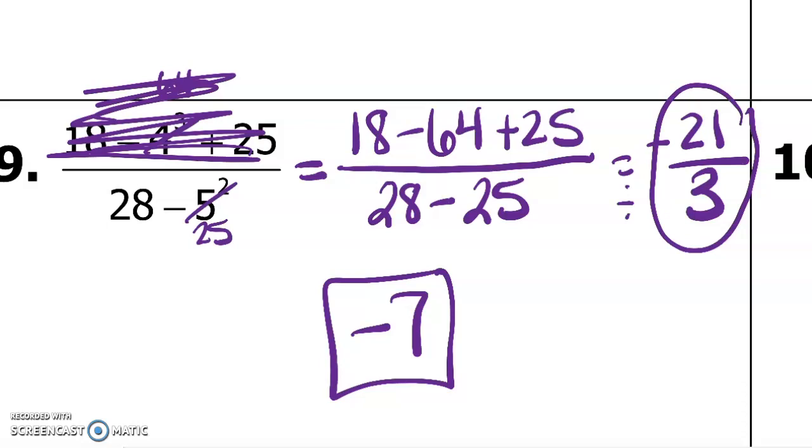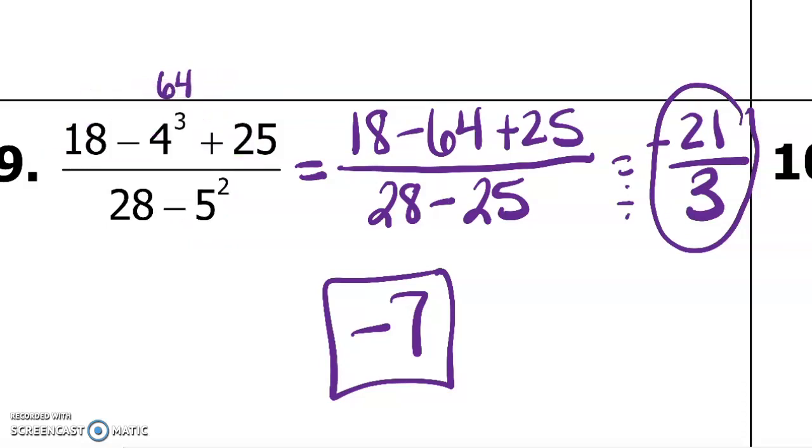So when you have a big scary fraction, all you need to do is just do the whole top, get a number, do the whole bottom, get a number, and then your last step will be to divide whatever those two numbers are. Just make sure you keep the top number on the top and the bottom number on the bottom.